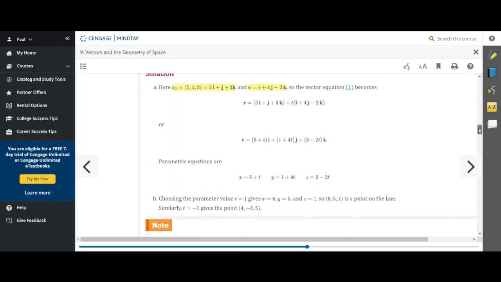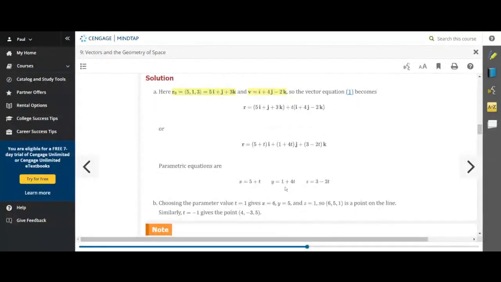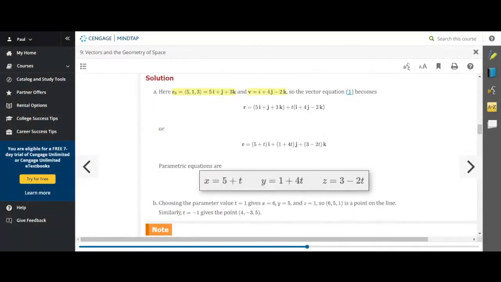And parametric equations of the line are given here. So once you know your vector equation, you can get your parametric equations. And in part B, where they want you to find other points on the line, you can just let t take on different values, and that'll generate different points on the line. Okay, are there any questions on that?